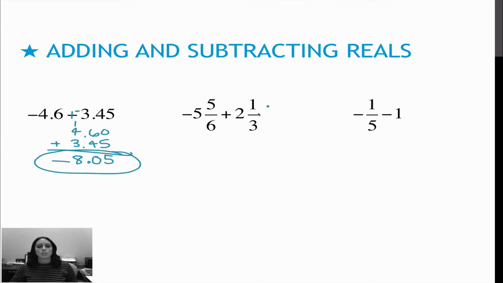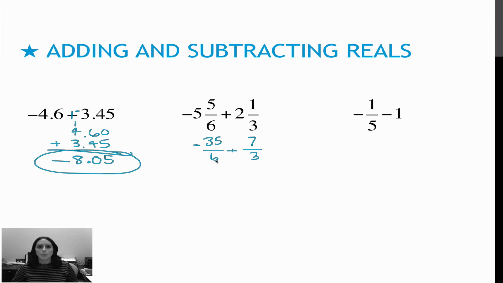For my second question, we have mixed numbers. It's easier to turn them into improper fractions. So 5 times 6 is 30, plus 5 is 35/6. Keep the negative. My second one is 2 times 3, which is 6 plus 1, so 7/3. These are different signs, so I'm going to find the difference.